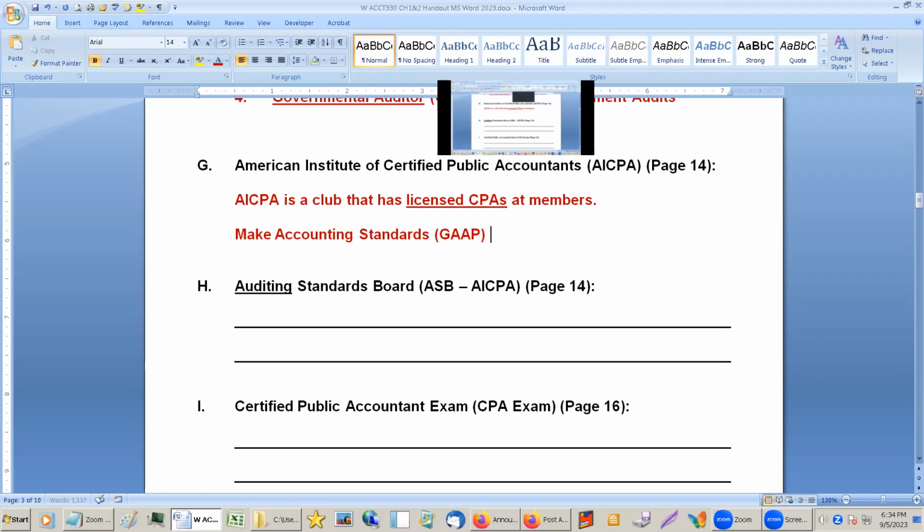They make accounting standards. Now you may be wondering, who cares? This club made accounting standards. We can ignore those because it's a club. The SEC says the companies must follow. Securities and Exchange. I talked about that.